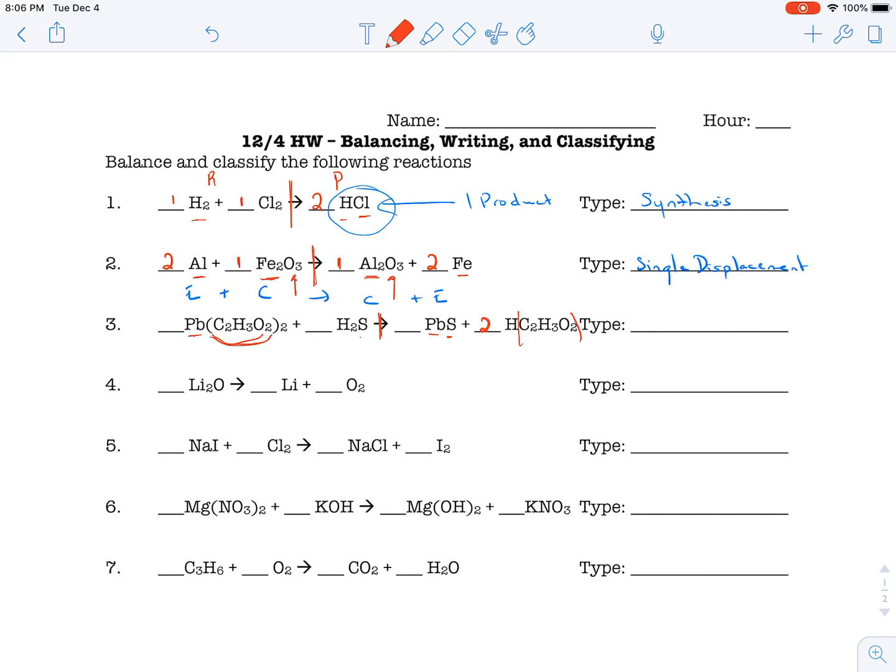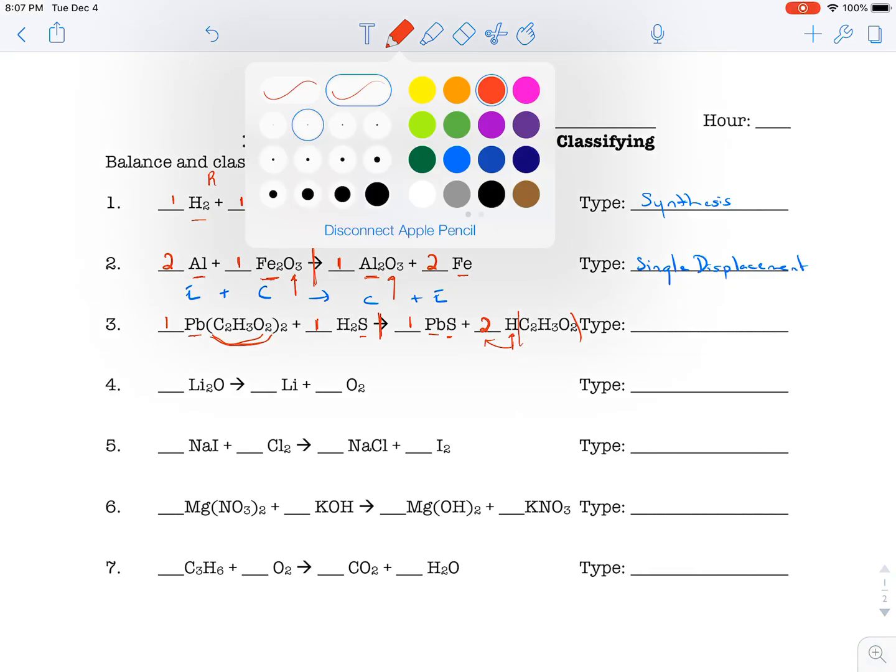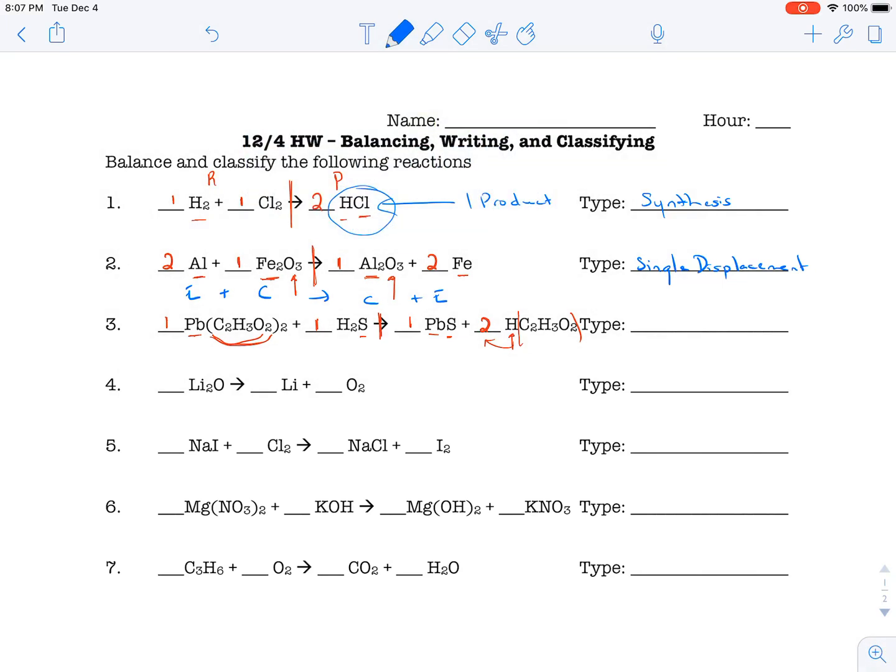1 S here, 1 S there. So we're good. If we double check our H's now, we have 2 H's there because of that 2 right there, and we also have 2 here, so this is actually balanced. All we have to do is put 1's in front of it, and we're good to go. Alright, switching gears. For the type of reaction, if you look here, we have a compound plus a compound gives us a compound plus a compound, which is a double displacement.